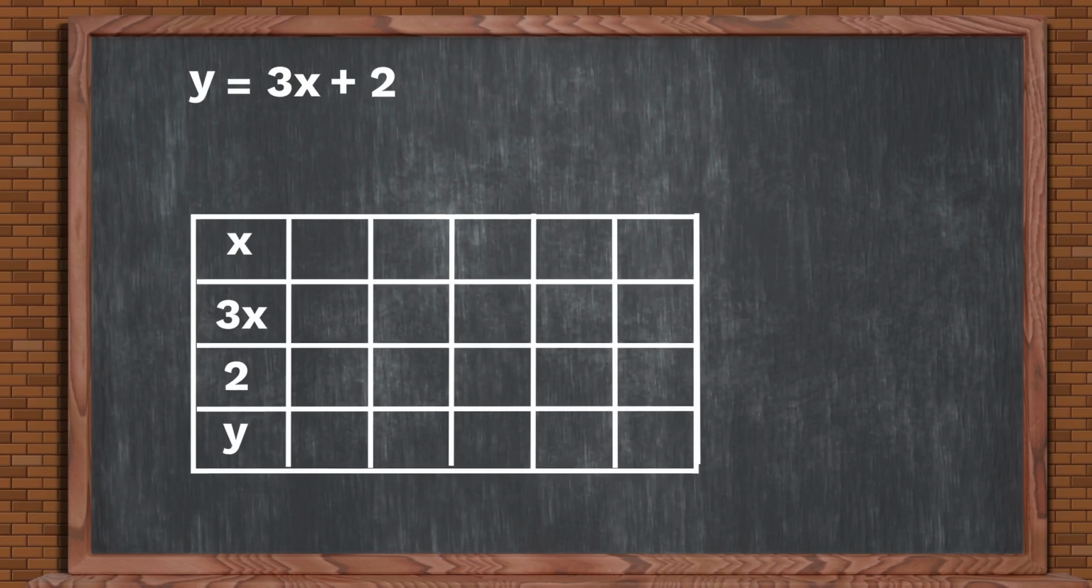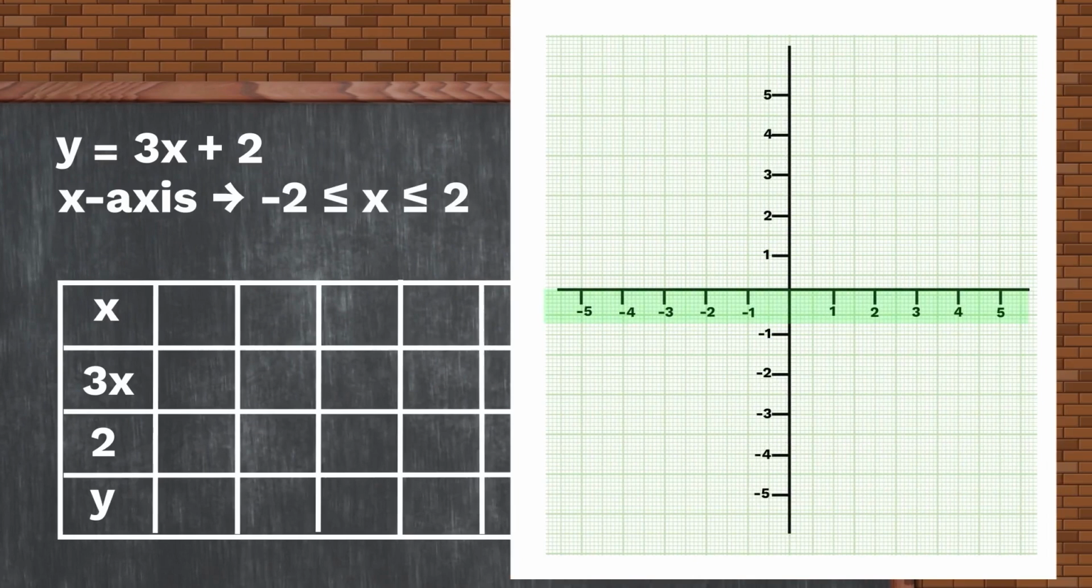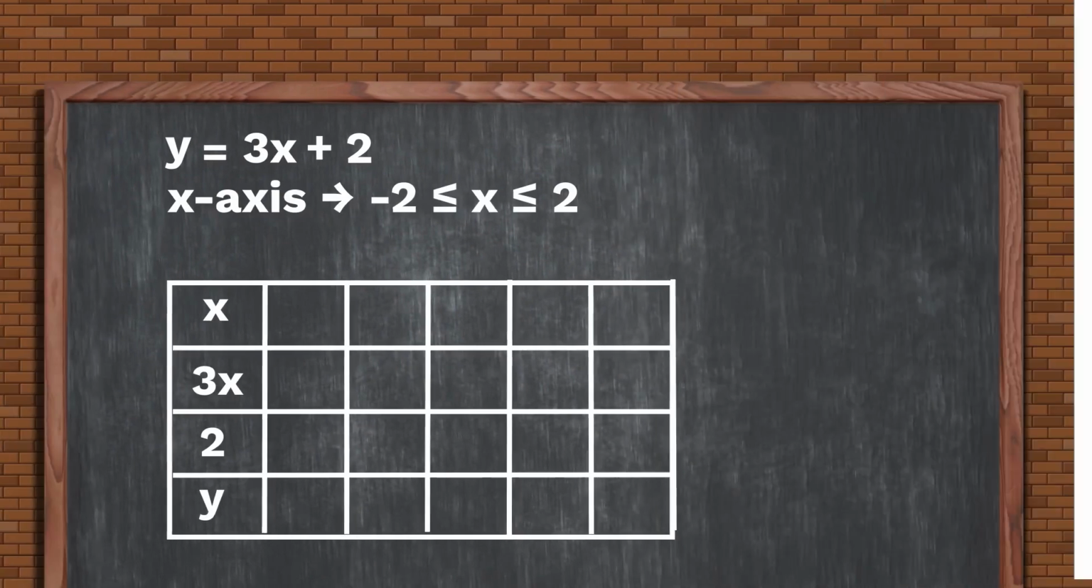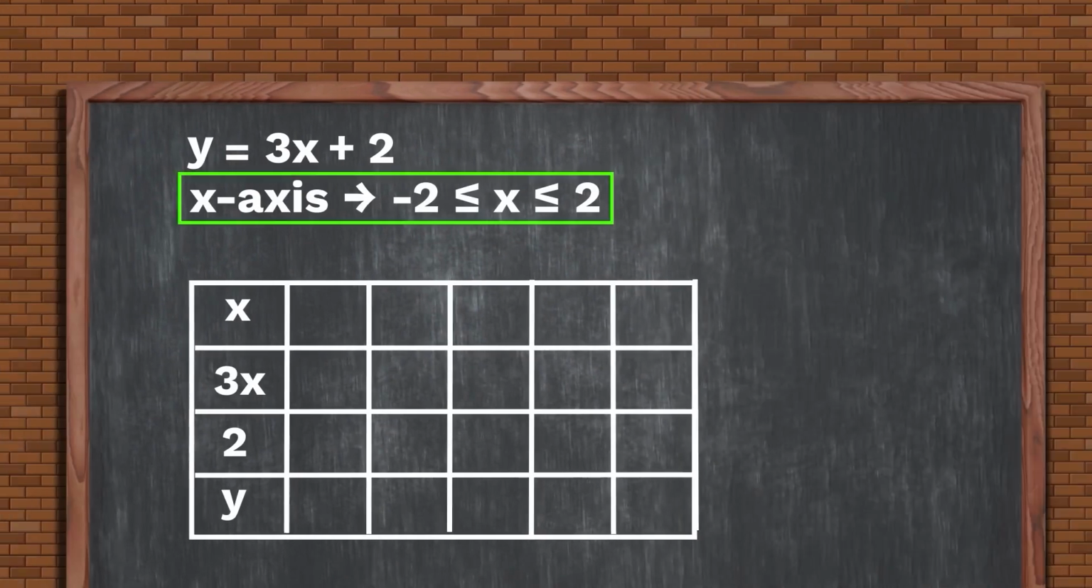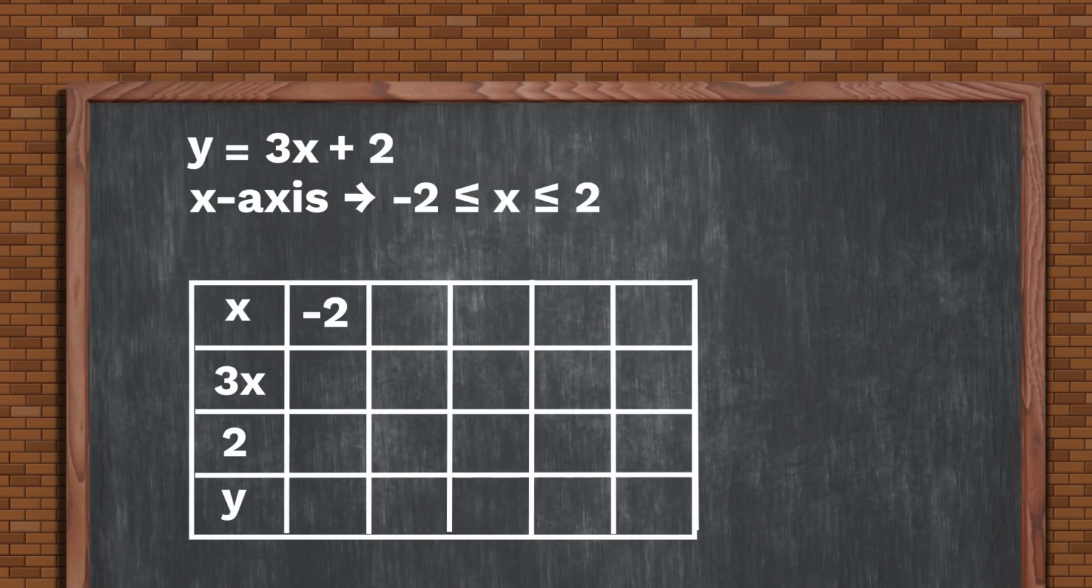Next, we fill the first row of the table with the range of x. These are otherwise known as the values of x that we will be considering. For our example, we will take the range of x to be -2 ≤ x ≤ 2. This includes -2, -1, 0, 1, and 2. So our table looks like the one on your screen.